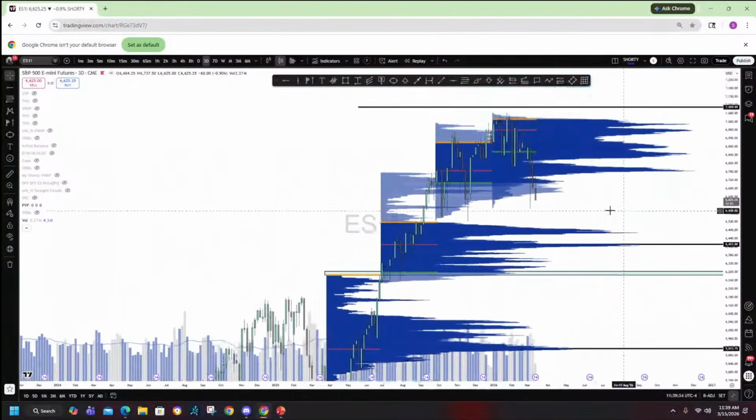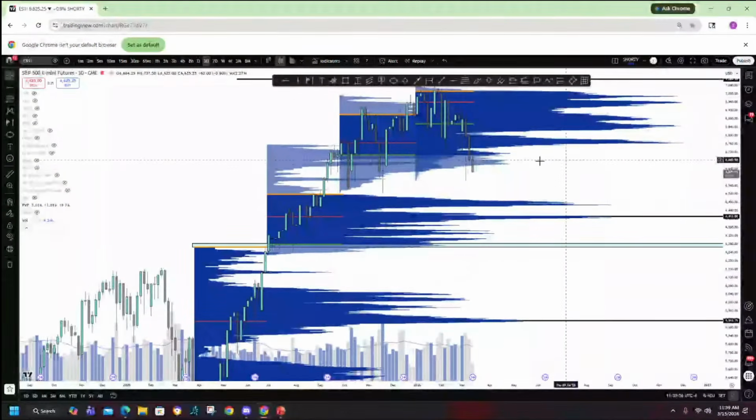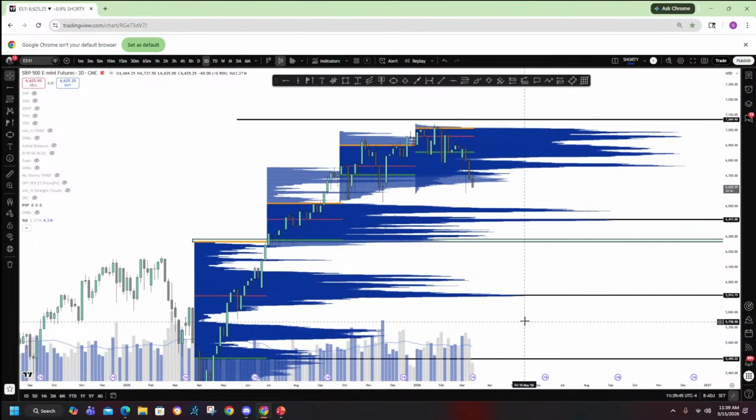And now you have all of these profiles overlapped, right? What do you guys think happens here in the next 2-3 weeks? We're about to slide down that skinny belly.